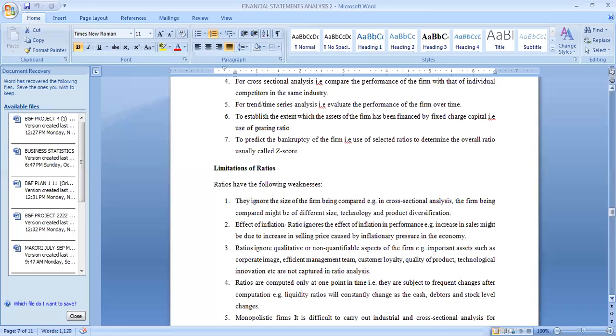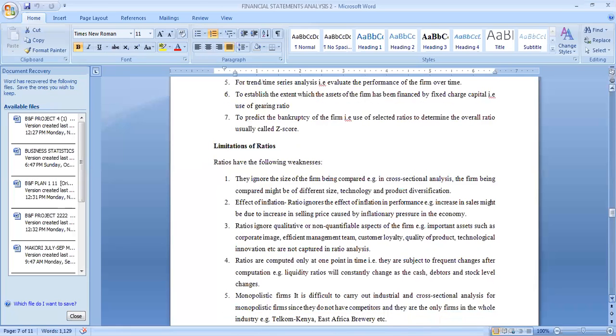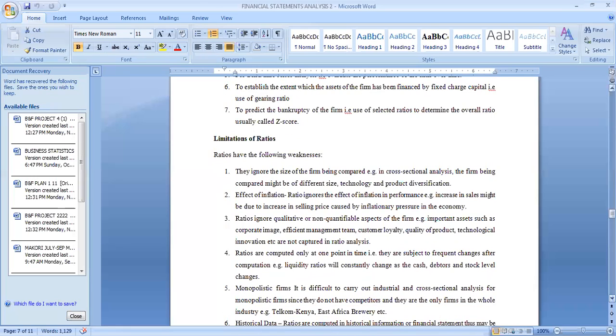The effect of inflation. Ratio analysis does not consider inflation. If we calculated the ratio in the year 2017 when the inflation was very low, and then we calculate the ratio right now, 2020, when the inflation is very high, you might find that we are operating below what we registered in 2017, but it is as a result of the inflation which has affected that, but the ratio analysis will not put that into consideration.